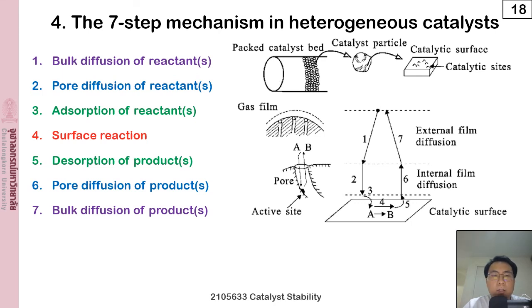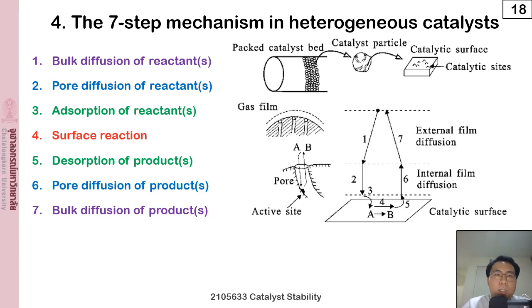Here is the color that I would like to highlight to you to see if you can see the relation. The important thing by the end of this class that I would like to give you for the 7-step mechanism is that if the diffusion of your reactant from the outside to the catalyst is too slow, although you have a super highly active catalyst, you cannot catalyze the reaction to your desired rate.